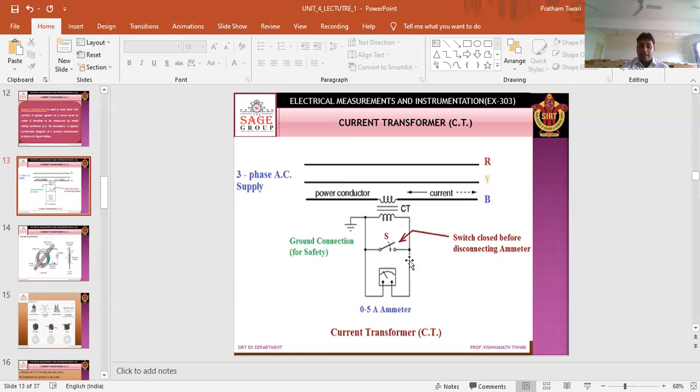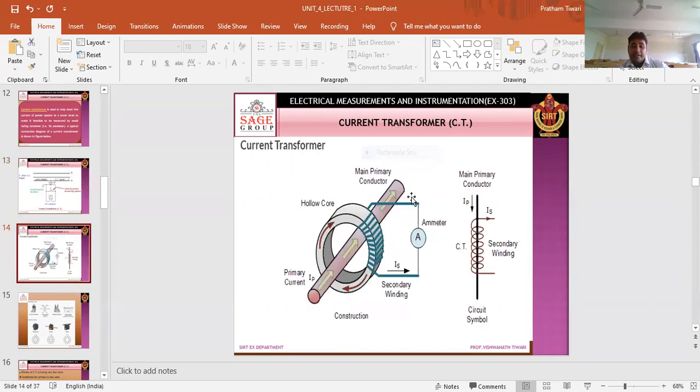In the current transformer, its primary is connected in the power circuit in series, and the measuring instruments are connected on the secondary side of the CT. In this connection of the ammeter, the switch is first closed before disconnecting the ammeters. This is for protection of the CT. This is the arrangement of the CT in the power circuit.